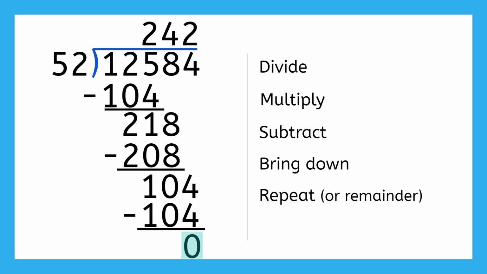Now remember that these were negative numbers to begin with, so negative 52 divides into negative 12,584 exactly 242 times. Nice work.